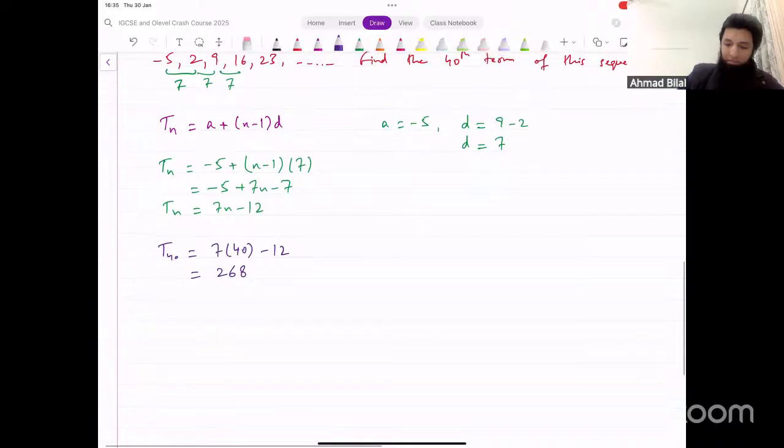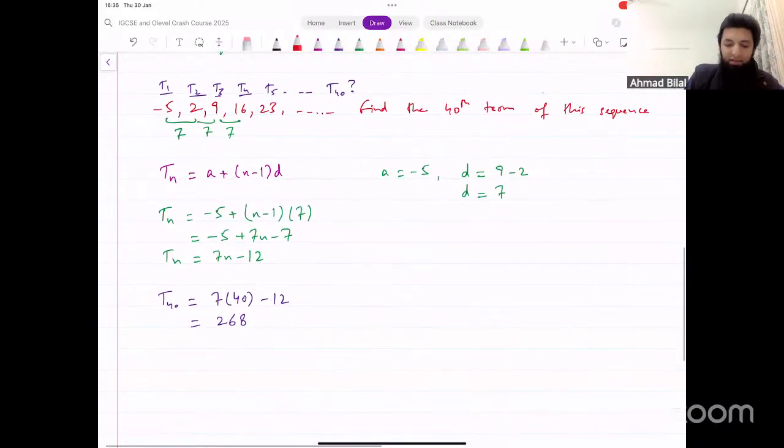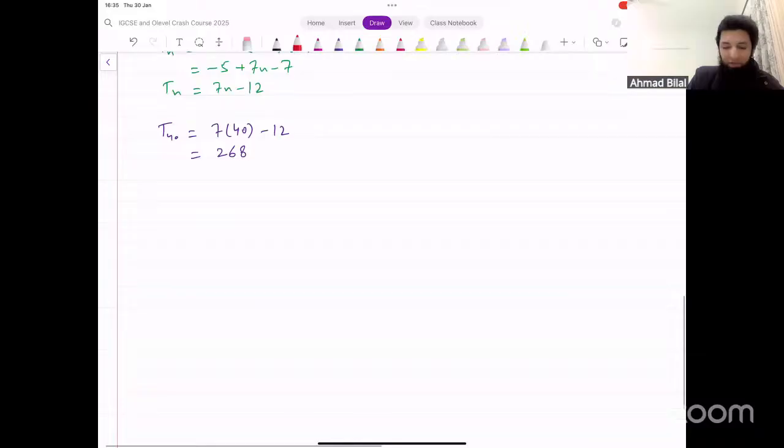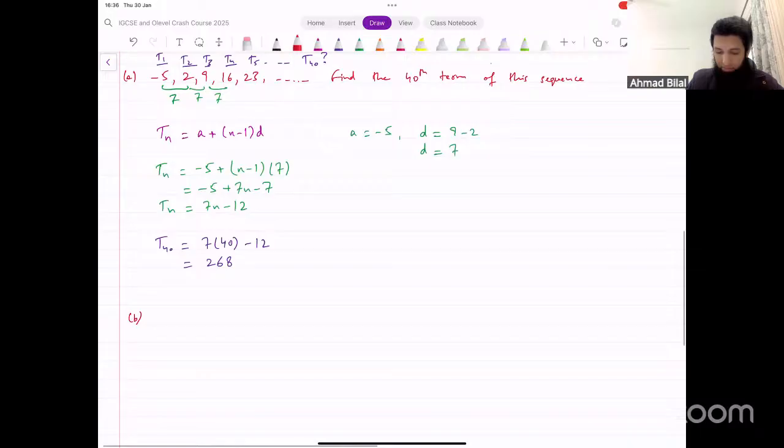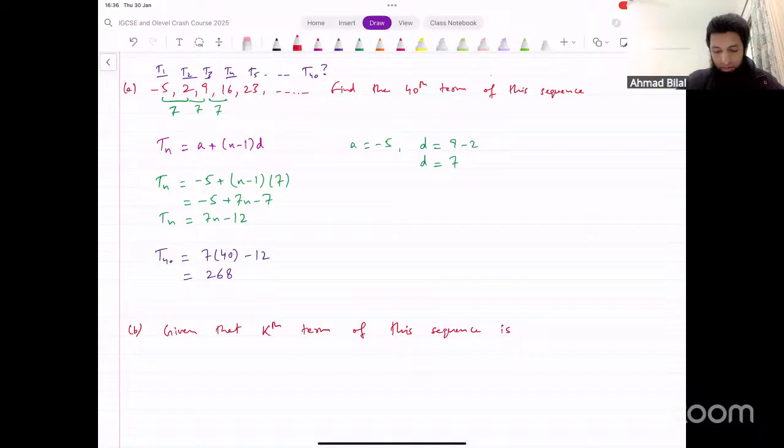All right. Now, let's change this slightly. Let's add another part to this. Let's say we have to do something like this. They might say, given that the kth term of the sequence is, let me figure that out. We have 7 there. Okay.